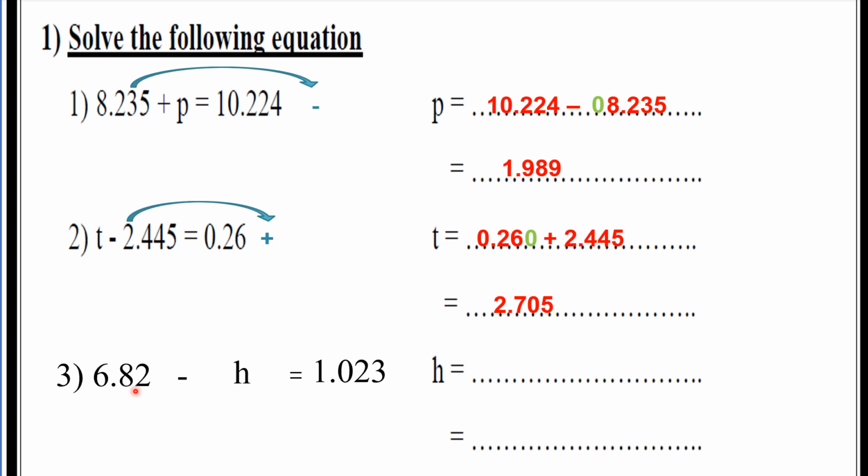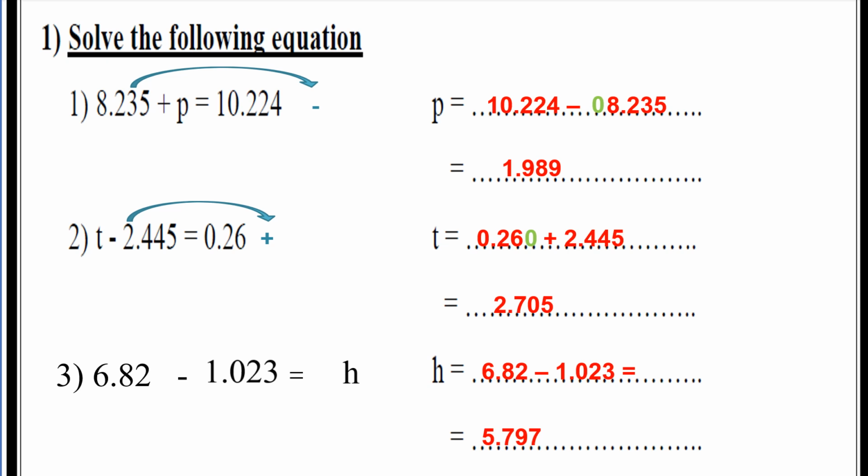We have 6.82 minus h equals 1.023. Here we have a special case. If I have the operation and then h, so minus and then the variable, how do we solve this question? Here we are going to switch, like this. So the h will be alone and the numbers will be on the other side. And now h equals 6.82 minus 1.023. If we calculate it, the answer will be 5.797.